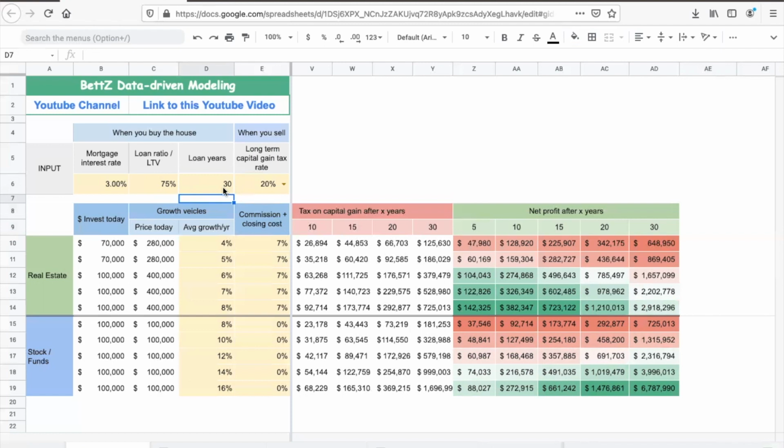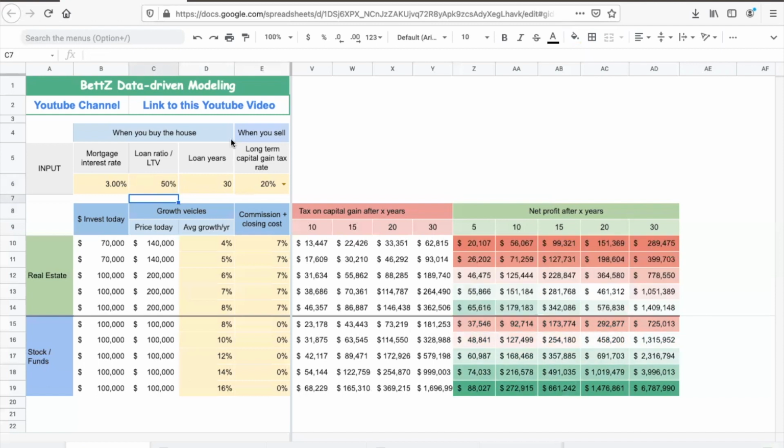Now let's see how the model changes if you do a 50% loan instead of a 75% loan. See the big shift? Now, in some scenarios, it's worse. That's because we lost the power and leverage of mortgage loans or good debt. What about interest rate? Let's change the LTV back to 75% first.